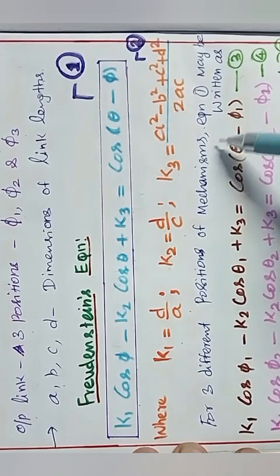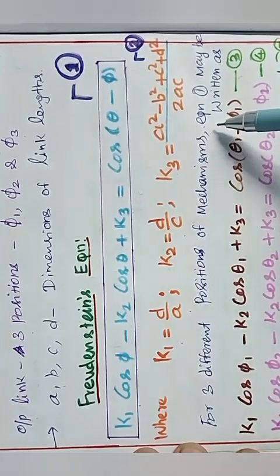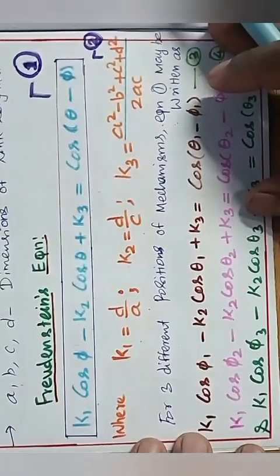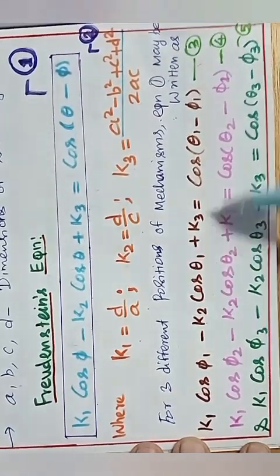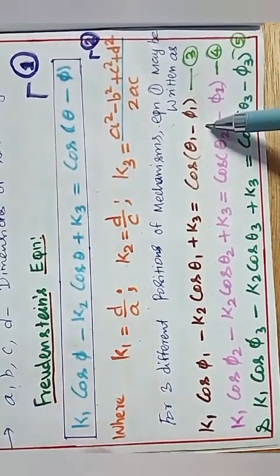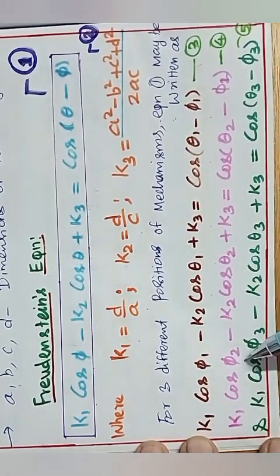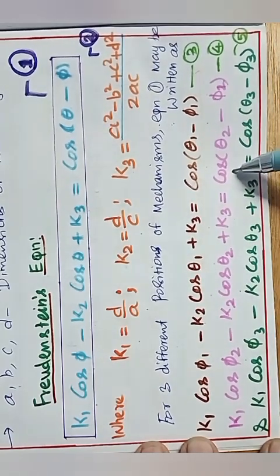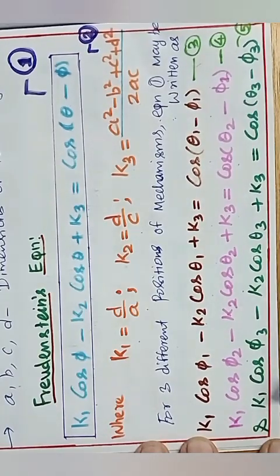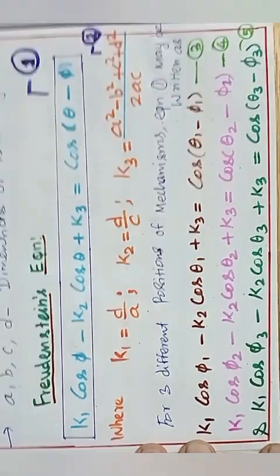For three different positions of the mechanism, theta 1, theta 2, theta 3 and phi 1, phi 2, phi 3, equation 1 may be written like this: k1 cos phi 1 minus k2 cos theta 1 plus k3 equals cos of (theta 1 minus phi 1). k1 cos phi 2 minus k2 cos theta 2 plus k3 equals cos of (theta 2 minus phi 2). And k1 cos phi 3 minus k2 cos theta 3 plus k3 equals cos of (theta 3 minus phi 3).